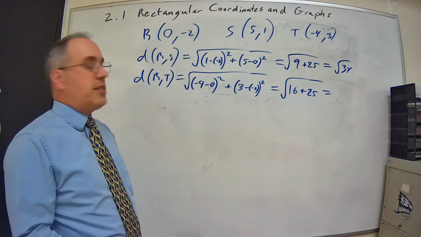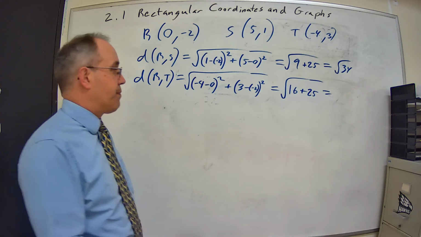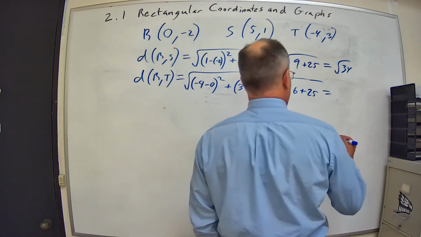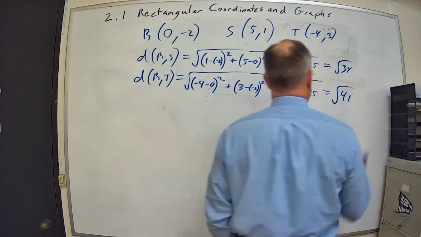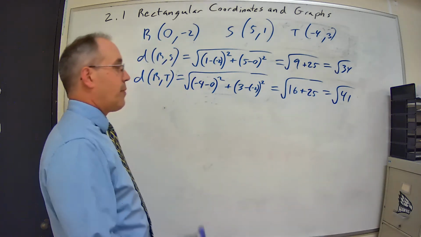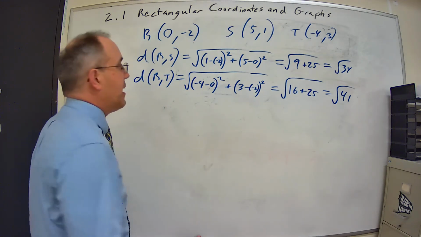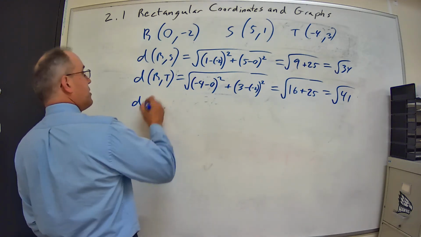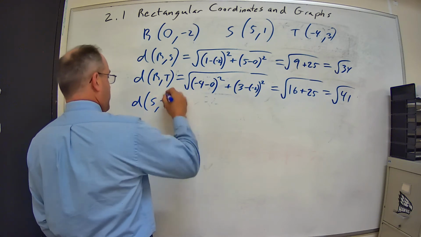The square root of 16 plus 25, 41. So the square root of 41. Now let's get the last one, the distance S to T.